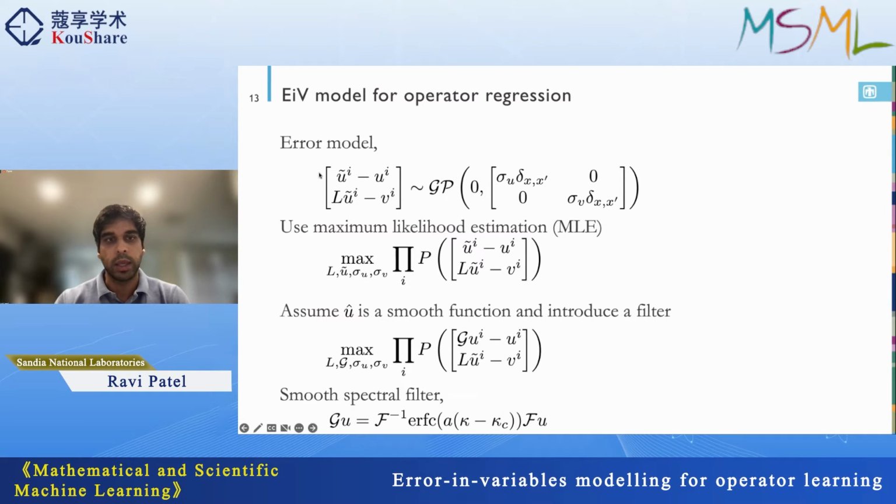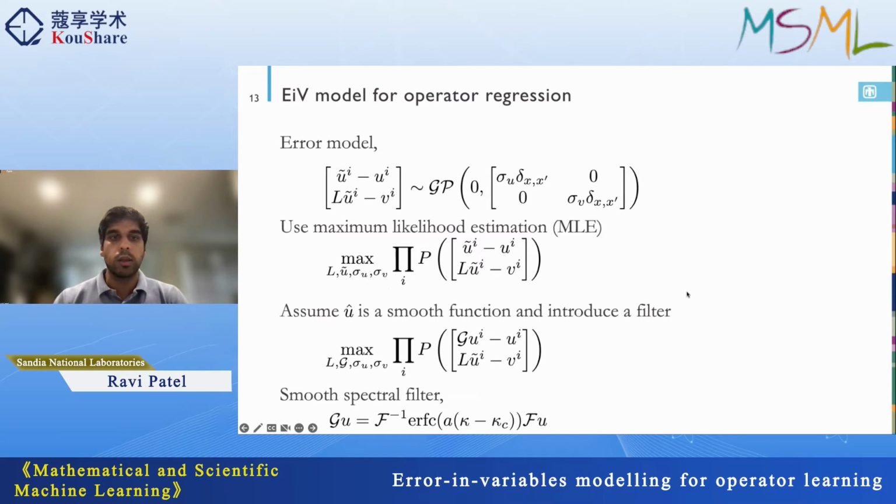And we assume that this error is coming from a joint Gaussian distribution, where we have a variance for u and a different variance for v. So with this distribution, we could use maximum likelihood estimation to recover the operator L, the noiseless u, and the variances.